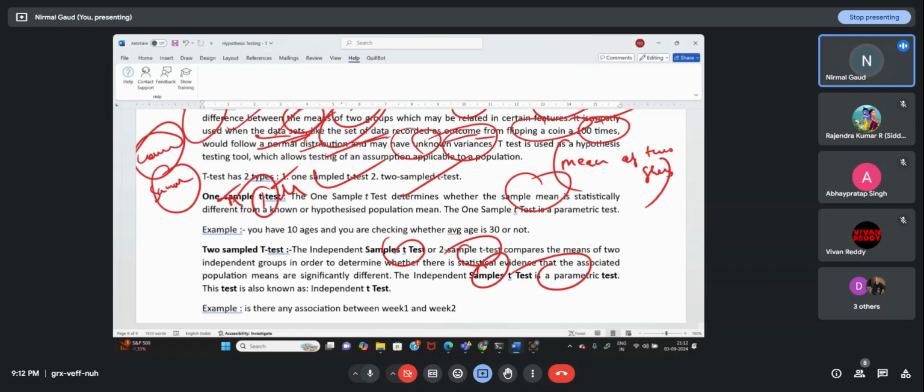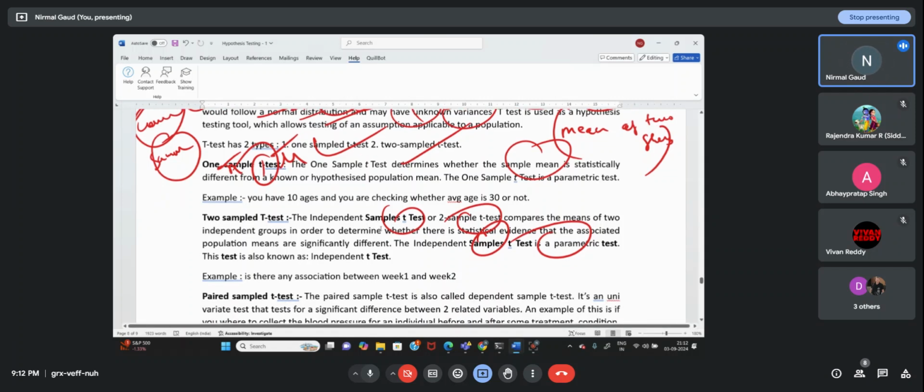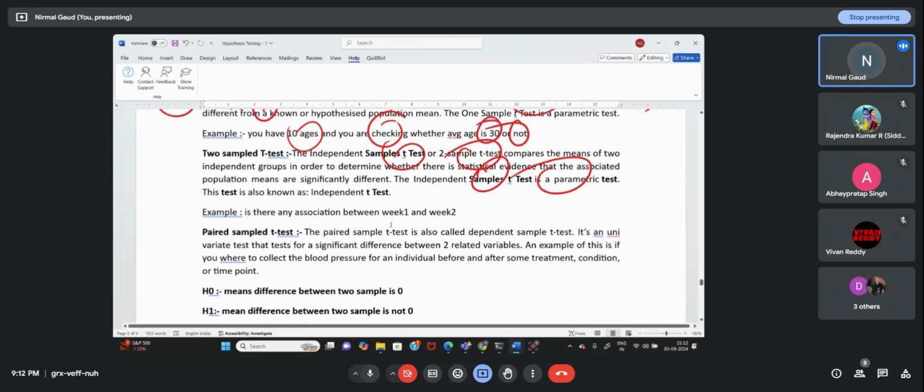Okay, fine. So for example, in a one sample test we are having 10 ages and we are checking whether the average age is 30 or not. This is the question. We are having 10 ages, and we have to calculate the average, whether it is equal to 30 or not. That is a one sample test. In a two sample test, we are looking for the association between the two sample data, sample 1 and sample 2. It will be the mean only. You take the mean of sample 1, you take the mean of sample 2, and check whether the means are equal or not. This happens in a two sample test.